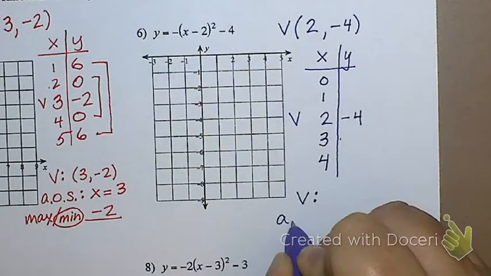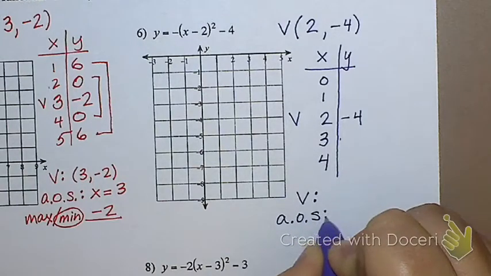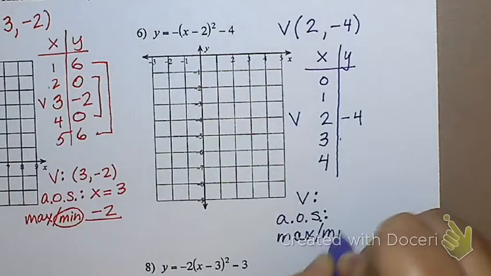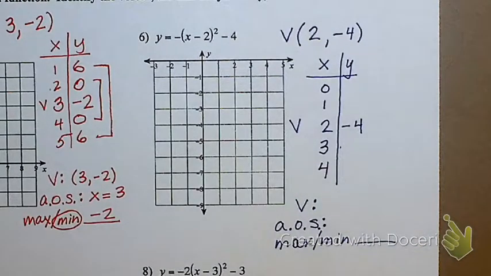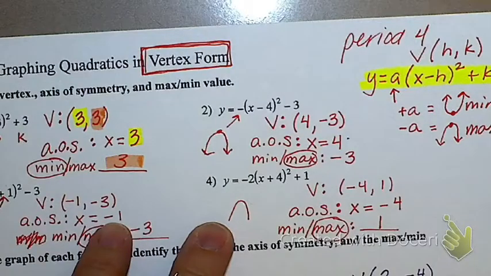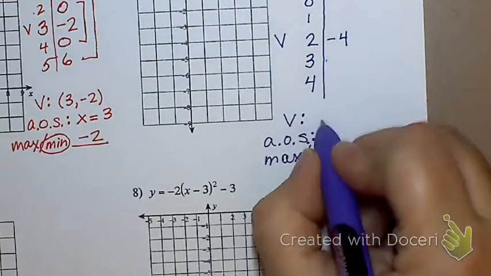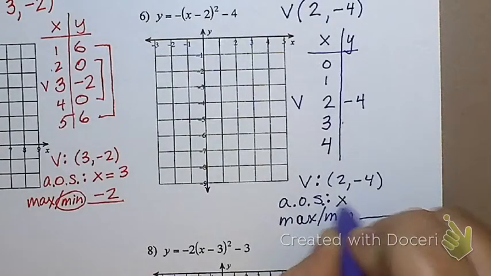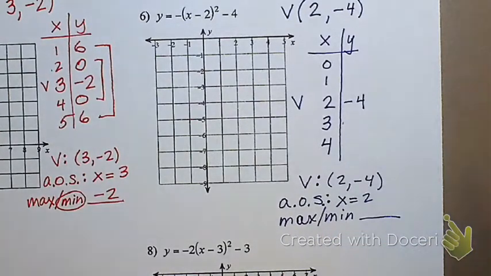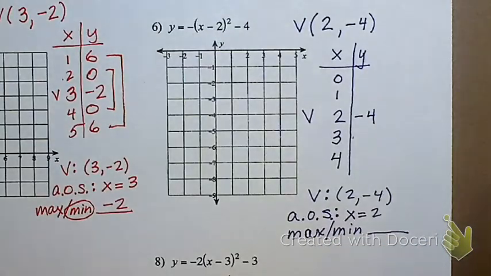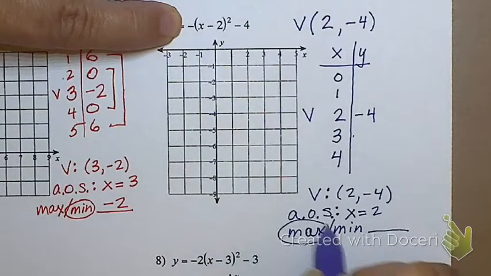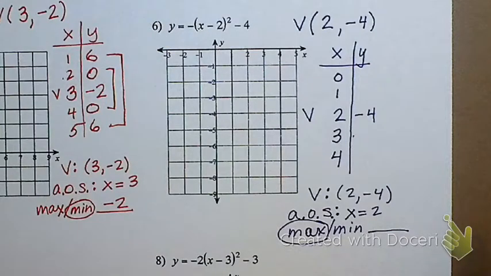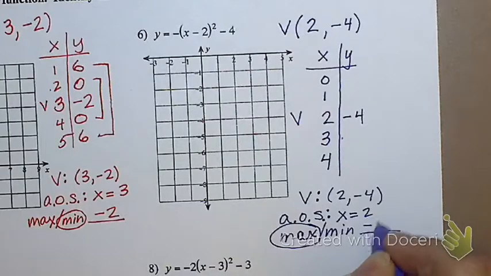Out of curiosity, before I plug it into the calculator, could I fill out this information? I can fill it out without a graph, can't I? I better be able to. What's my vertex? 2, negative 4. What's my axis of symmetry going to be? X equals 2. And am I going to have a maximum or a minimum? Maximum. Well, yes, it's going to be a maximum because my A value is negative. I can wait till after to fill this out if I want to. That maximum value is going to be negative 4.